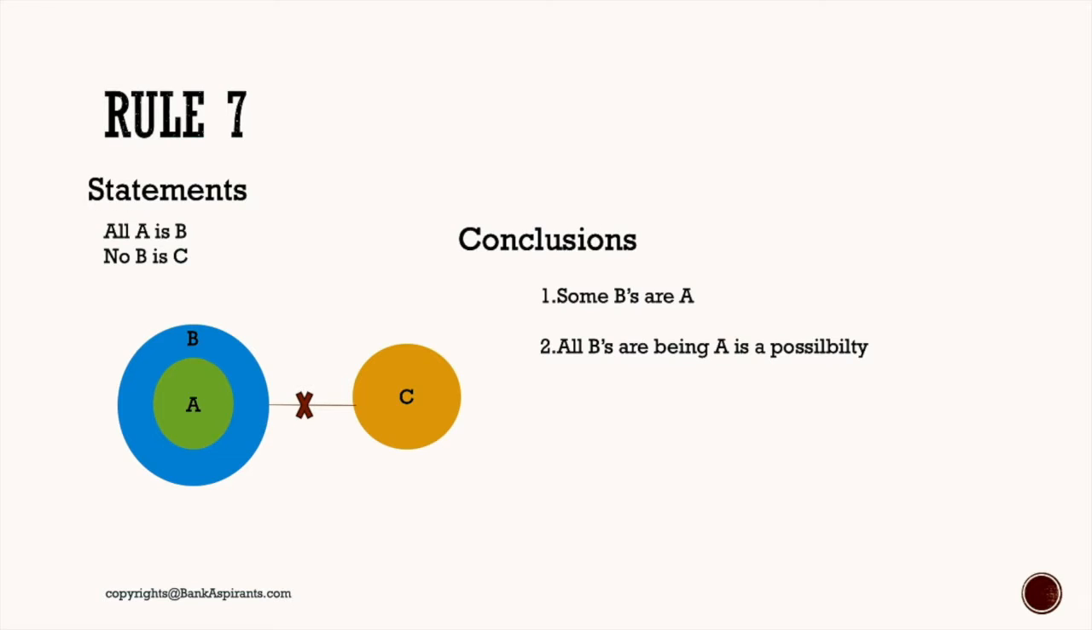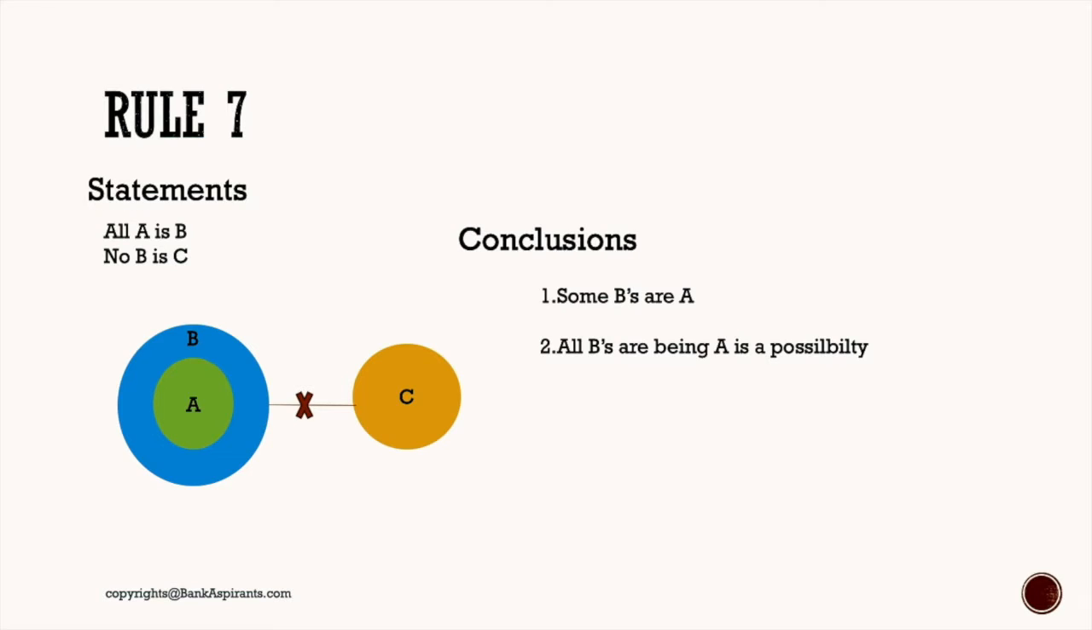So in the conclusion, what we are getting is, some B's are A. So we know some B's are A, but there is no possibility given. See, there is no possibility given. It is a general conclusion. Some B's are A. It is definitely correct. All A is B means some B's are A. It is definitely correct. And all B's being A is a possibility. Yes, it is a possibility.